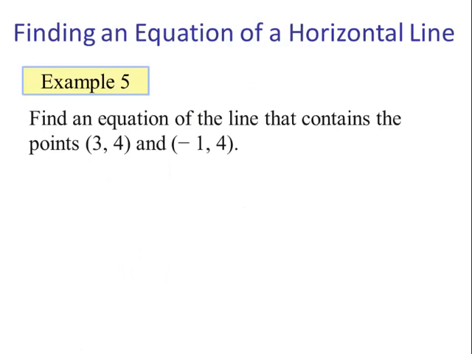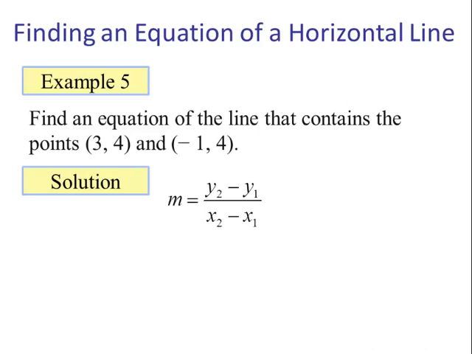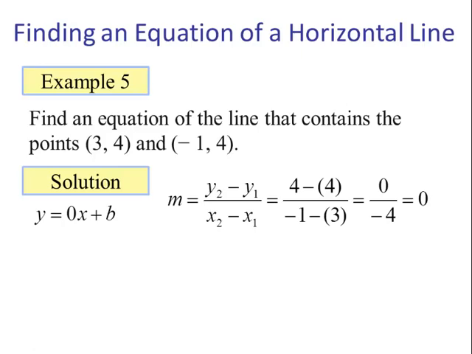Example 5. Find the equation of a line that contains the points 3, 4 and negative 1, 4. Solution. We use the slope formula, which gives us 4 minus 4 over negative 1 minus 3, which gives us 0 divided by negative 4, which is 0. So the slope is 0.